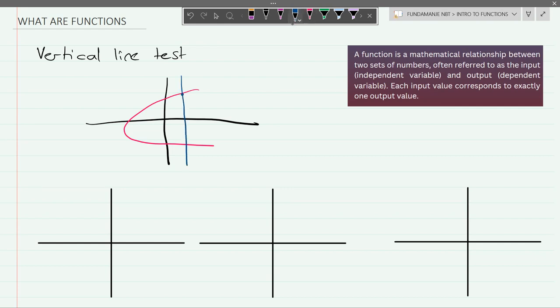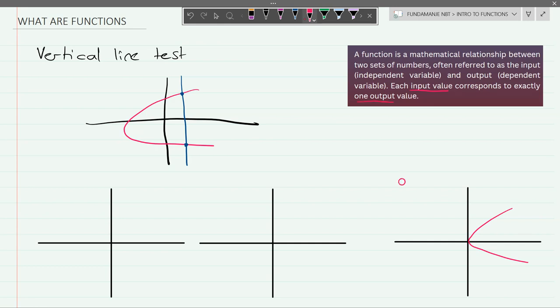And if we have something like this, we see that for this vertical line we have two points on our vertical line that it is intersecting with our supposed function. This means that this is not a function, and we refer to these types of graphs as a one-to-many. So from the definition here, we know that each input value corresponds to exactly one output value.